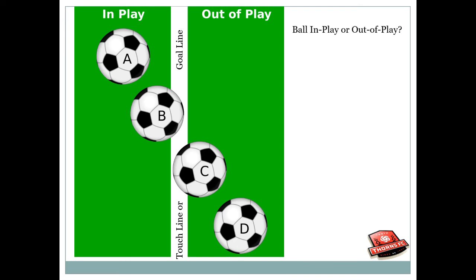It should be noted that the field of play is located to the left, and the white line can be interpreted as either being the touch line or the goal line. For this case, it's not important to distinguish between the touch line or goal line. We just need to understand that the white field marking is the perimeter of the pitch. So clearly, ball A is in play.